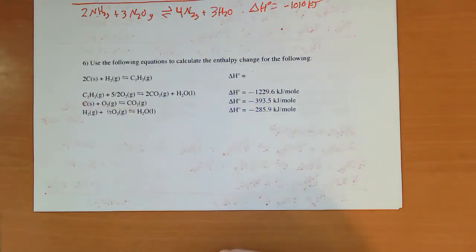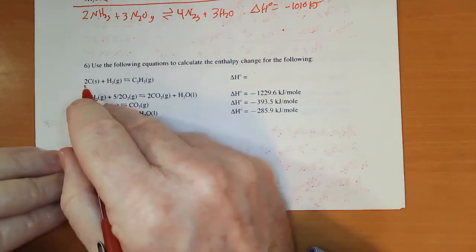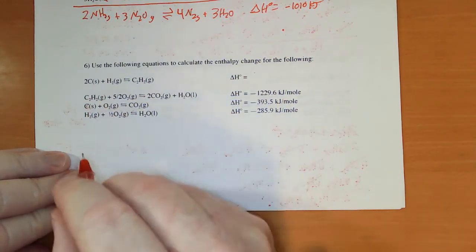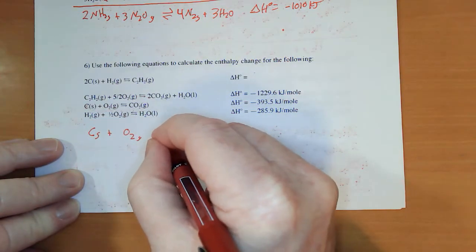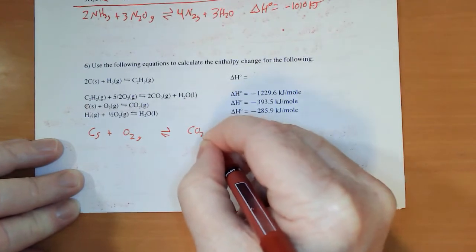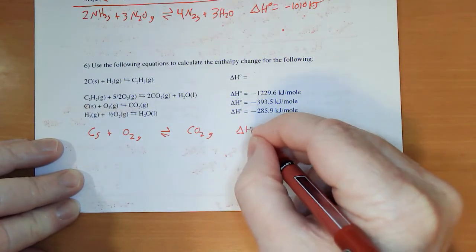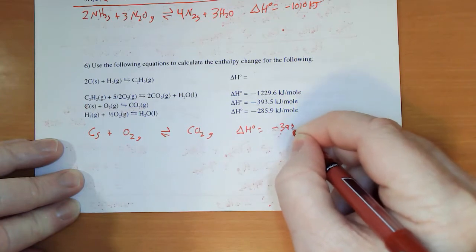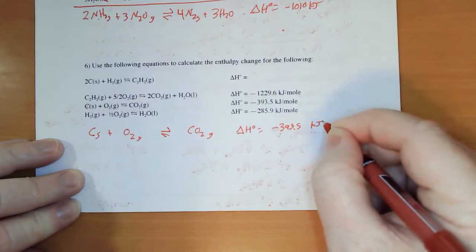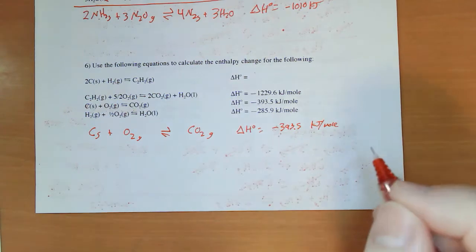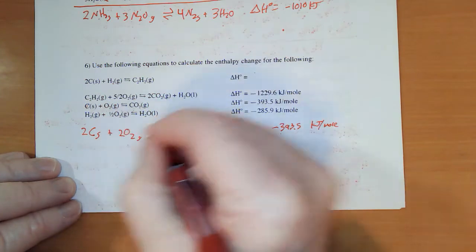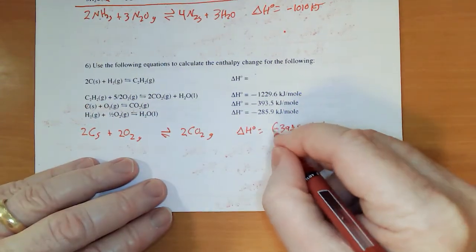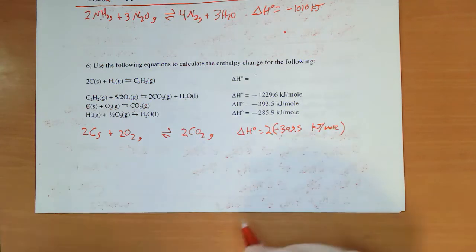Now, in our last one here, we're going to have to do a little bit more manipulation, actually. I'm looking for 2 carbon solid, and I've got an equation with 1 carbon solid. So carbon solid plus O2 gas to give me CO2 gas, and that delta H naught is negative 393.5 kilojoules per mole, or just kilojoules is okay also. Now, since I need 2 of them, I'll go 2, 2, 2, and I'll multiply this by 2.